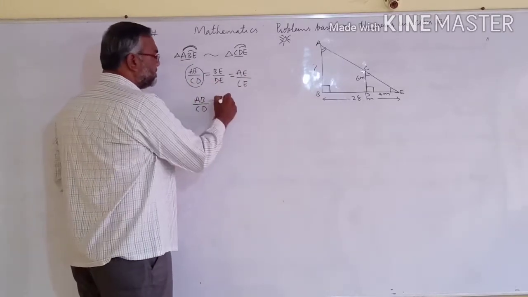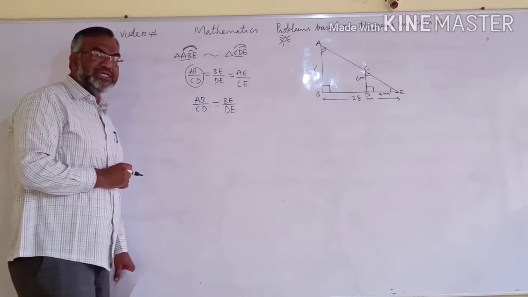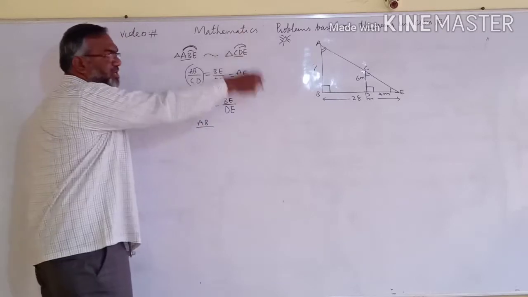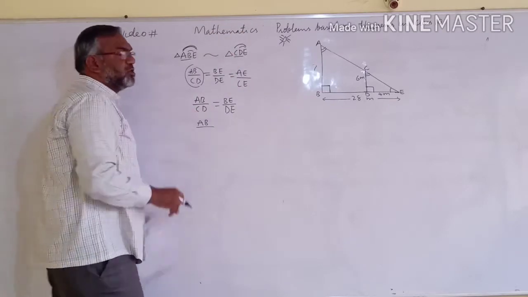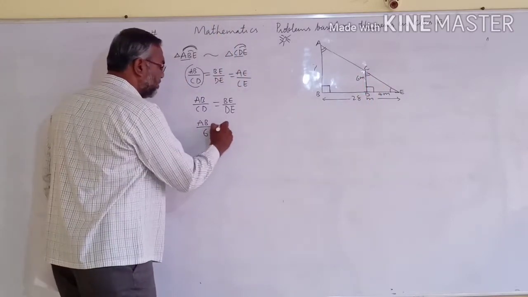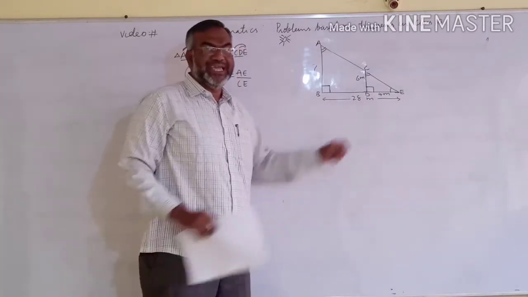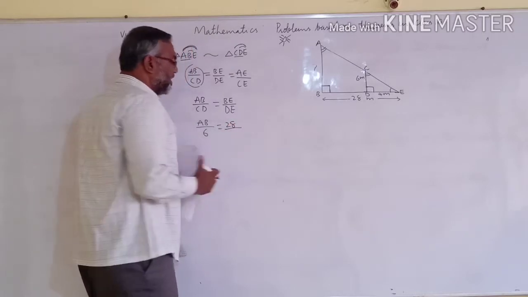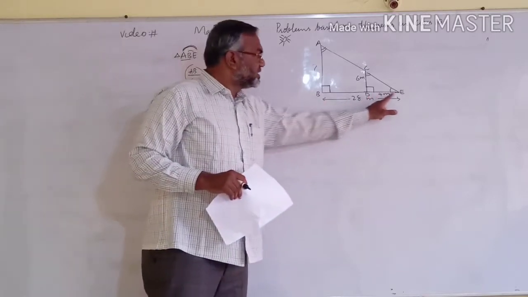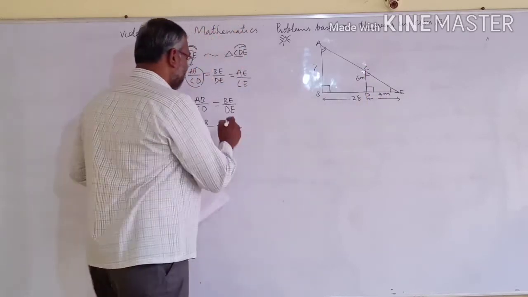So AB divided by CD is equal to BE divided by DE. Do we know the length of AB? No, we have to find it. AB is the height of the tower. CD, do we know its length? Yes, it's 6 meters. BE, yes, it's given as 28 meters. DE is the shadow of the pole, that is 4 meters.